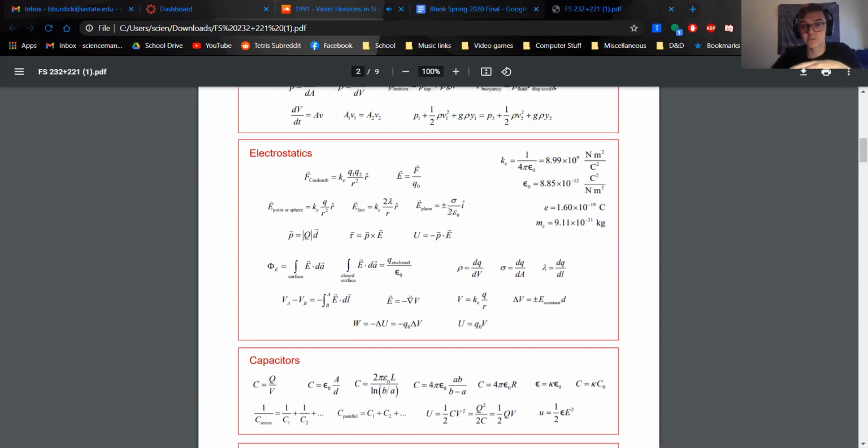So now we have electrostatics. We spent a lot of time on electrostatics trying to derive these formulas, like the E field for a point or a sphere or a line or a plane, and using Gauss's law. So Gauss's law, very useful. Having a conceptual understanding of it is very important.